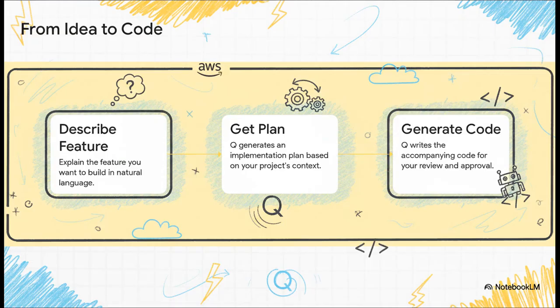Okay, this is where things get really cool. You can go from just a high-level idea to actual working code in just a few steps. You start by describing a feature you want to build, in plain language. Q then breaks that down into a logical plan. And then it actually generates the code to make it happen, all while keeping you in the driver's seat for approval. It's all about speeding up that first, often slowest part of getting started.